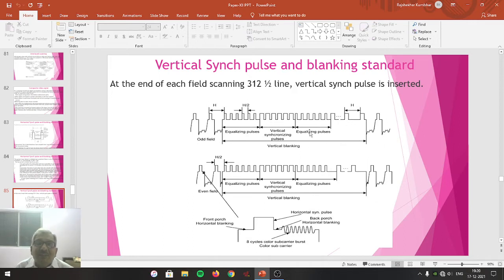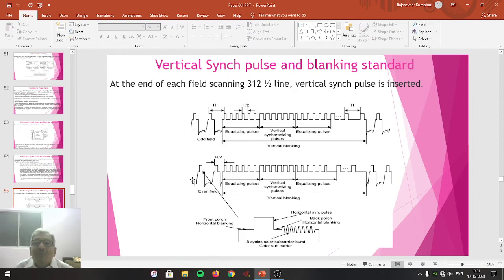Again, same set of lines are introduced at the end of 625 lines. Here, even field is going to be completed. After that, same pulses are going to be introduced: pre-equalizing pulses, post-equalizing pulses, and vertical synchronizing pulses. Here, again, even field retrace is going to be completed, and after that, again odd field starts scanning.